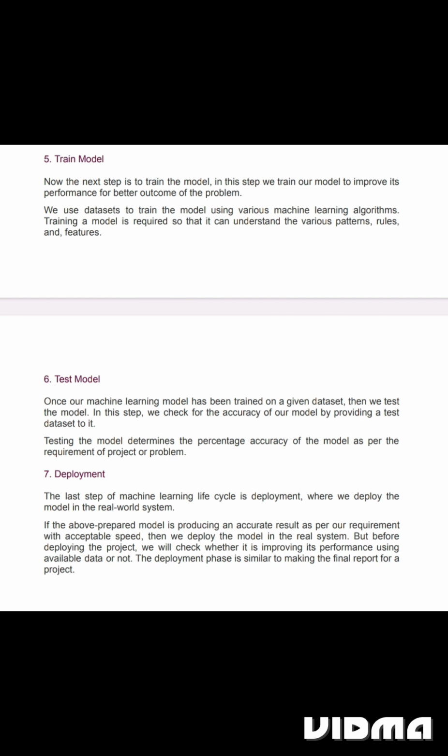7. Deployment. The last step of the machine learning life cycle is deployment, where we deploy the model in the real world system. If the above prepared model is producing an accurate result as per our requirement with acceptable speed, then we deploy the model in the real system. But before deploying the project, we will check whether it is improving its performance using available data or not. The deployment phase is similar to making the final report for a project.